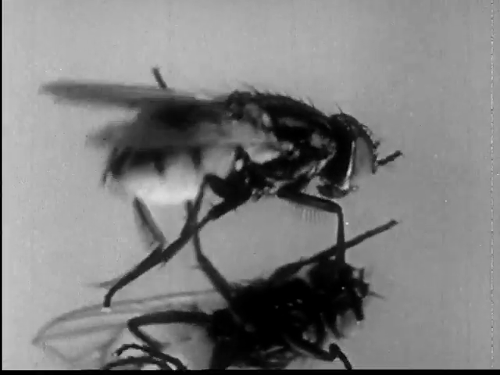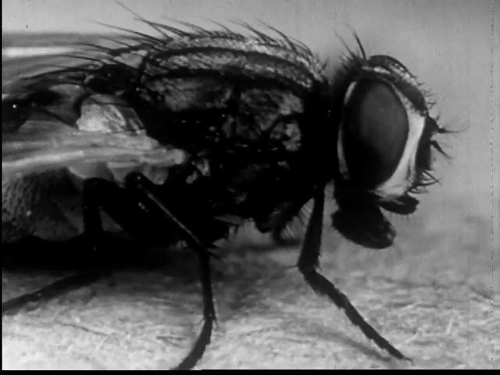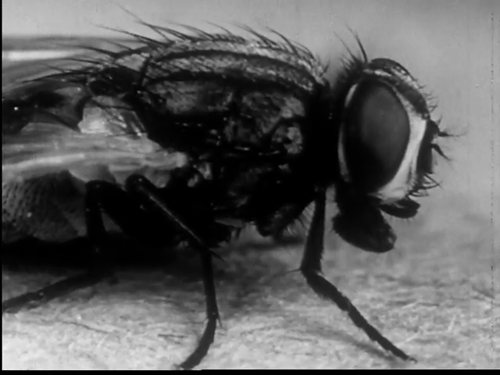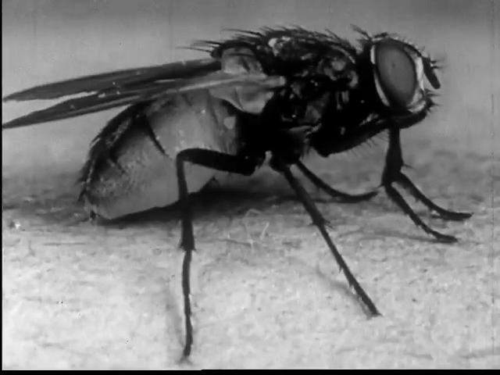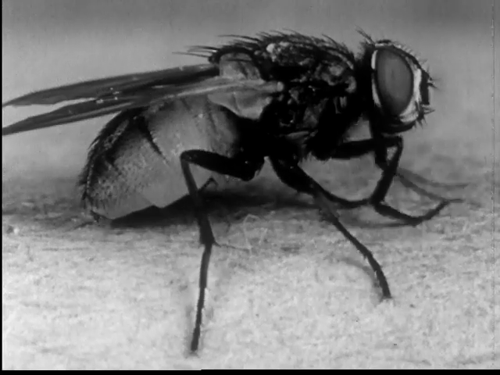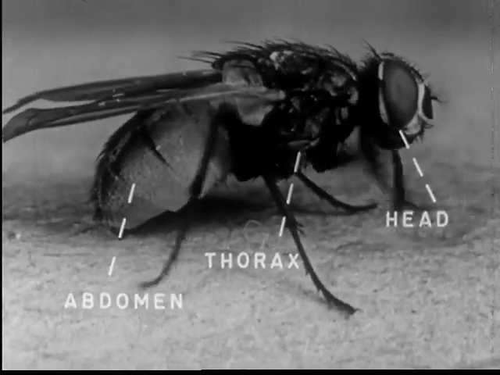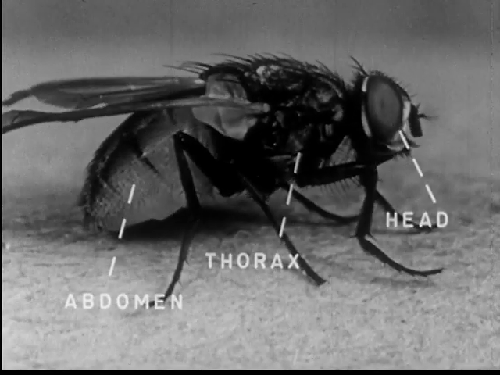These hairs are one of the means by which the fly picks up and transports millions of disease germs as it visits sources of contamination. Being a true insect, the housefly has three distinct body parts: a head, a thorax, and an abdomen. The head bears the eyes, antennae, and mouth parts, or proboscis.